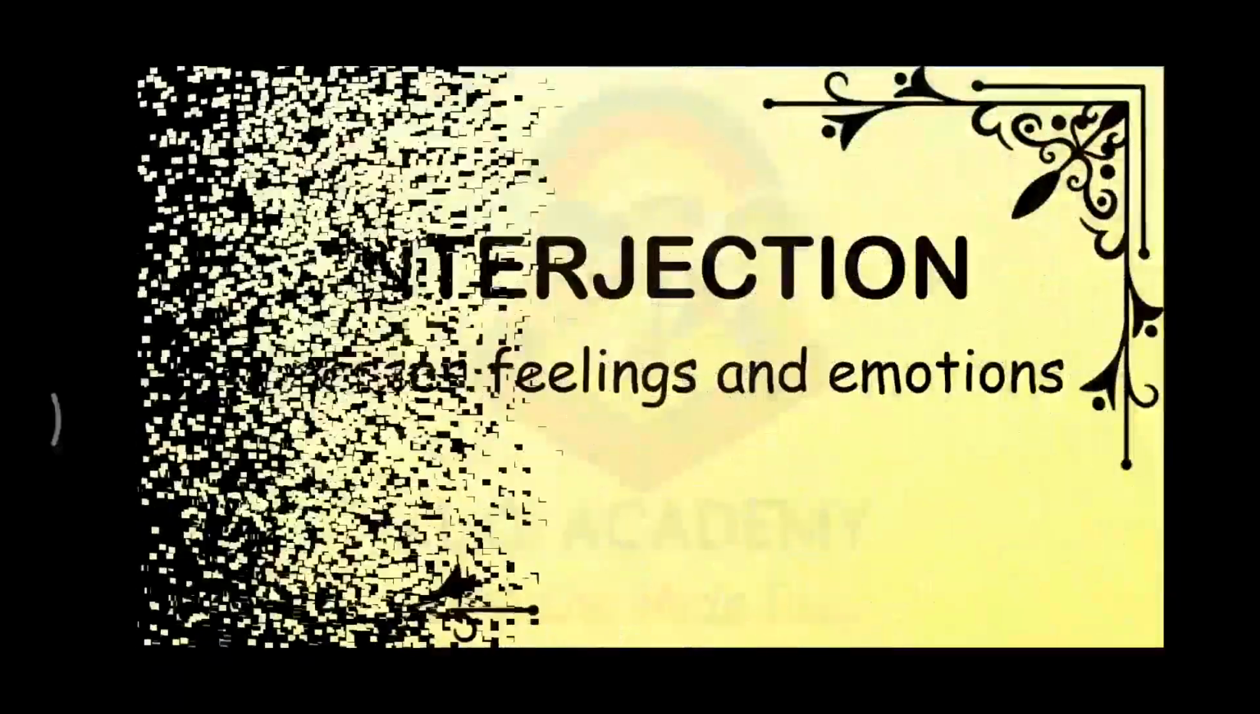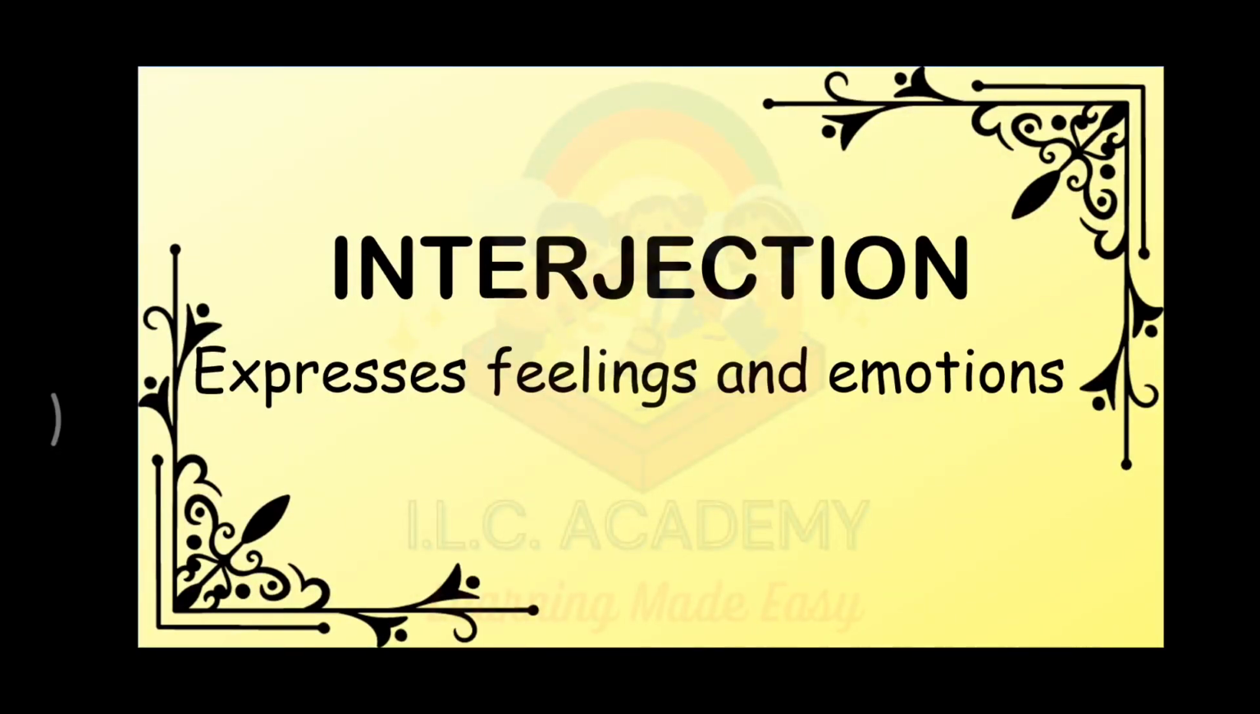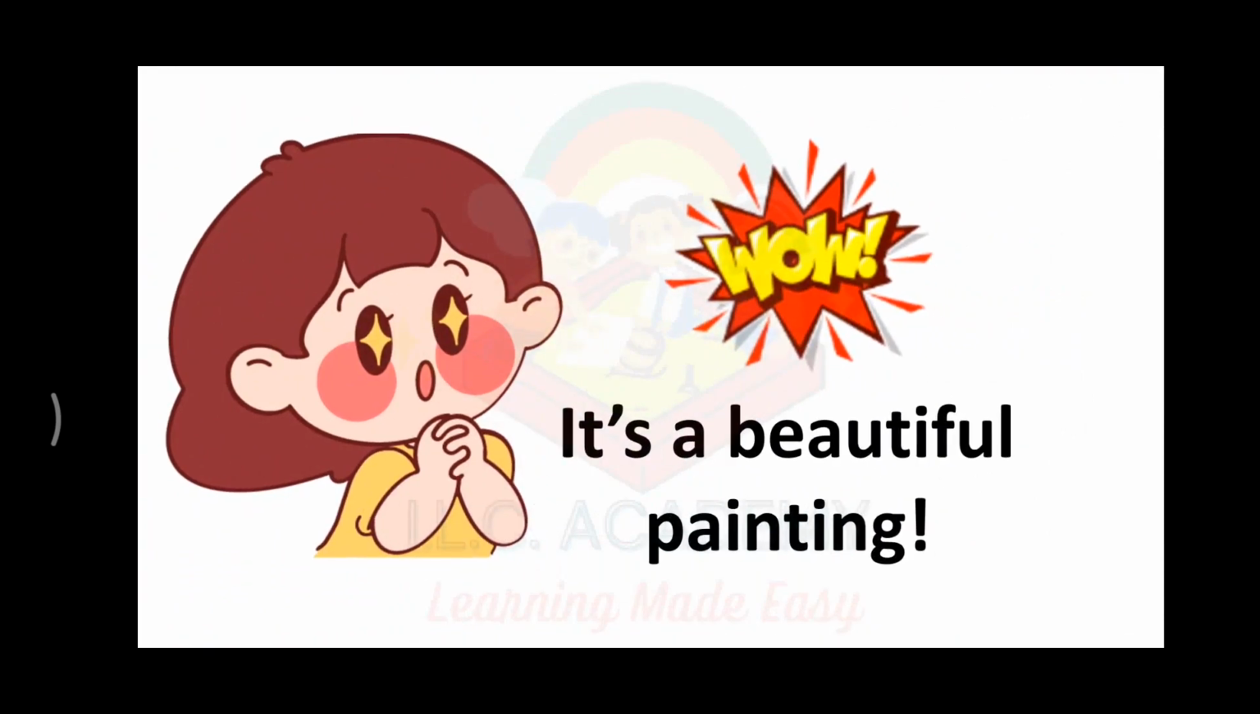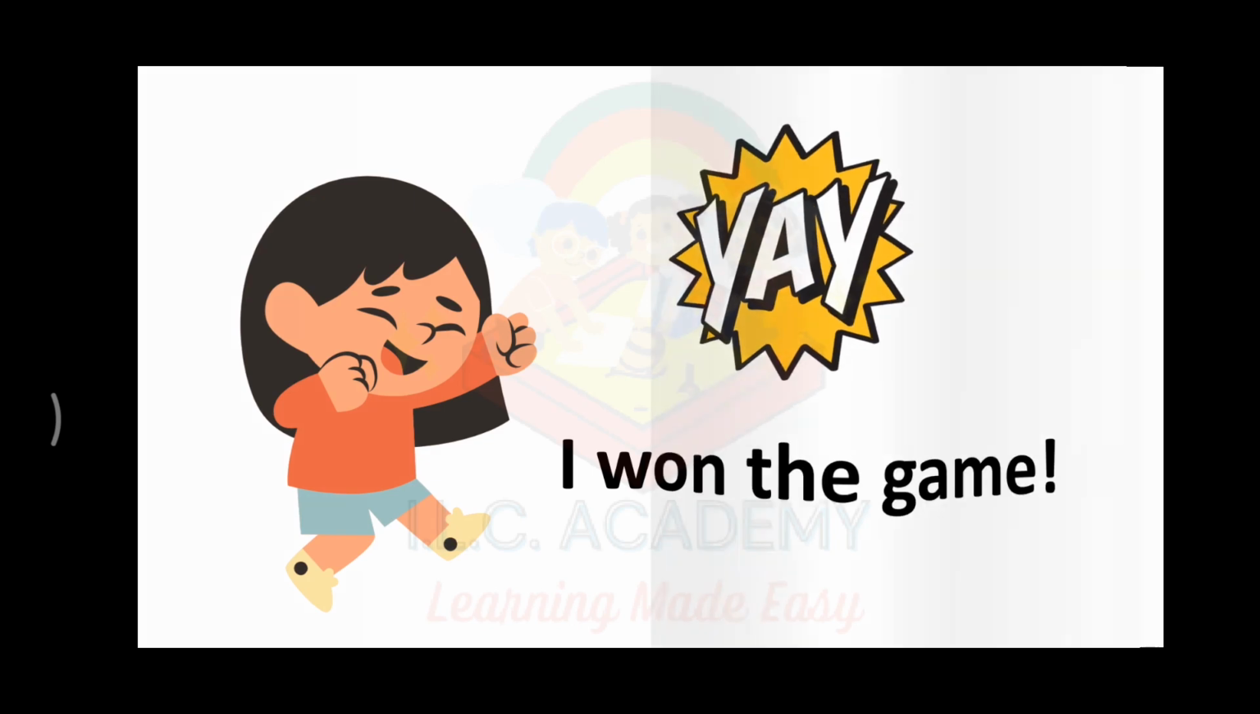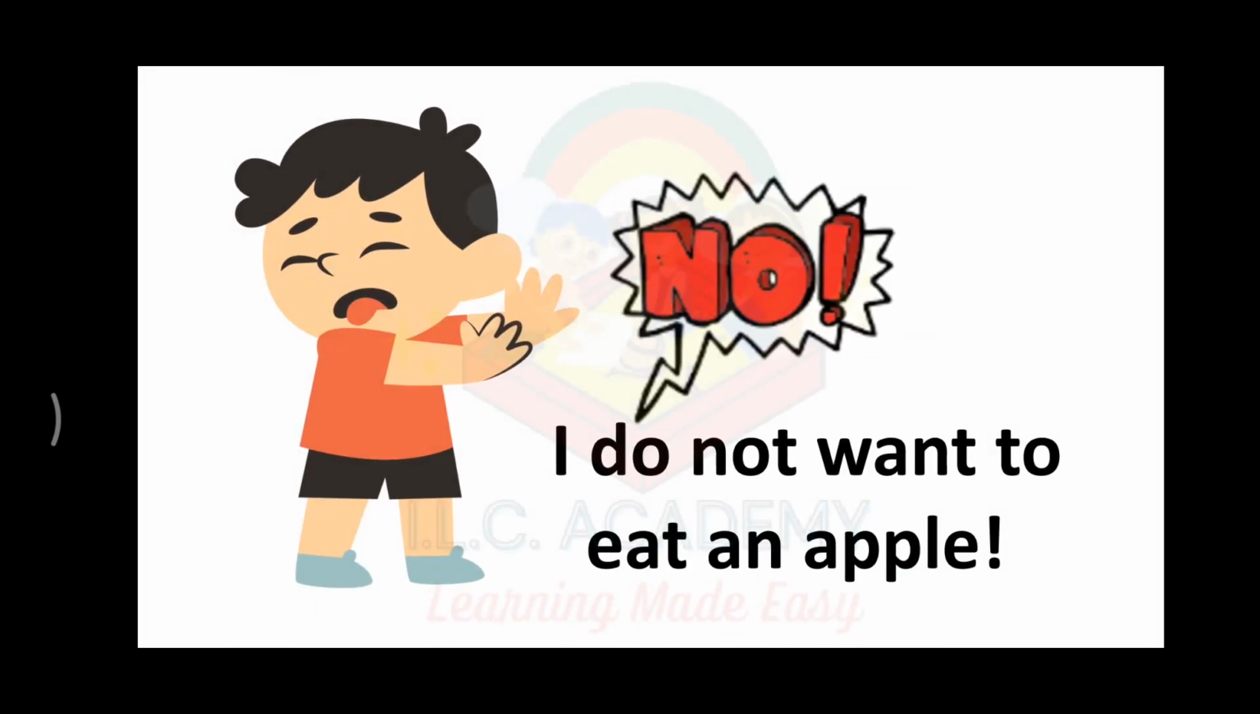Next, we have an interjection. An interjection describes the feelings and the emotions. For example, wow, it's a beautiful painting. Wow is an interjection. Yay, I won the game. Yay is an interjection. It's describing your emotions and feelings. No, I do not want to eat an apple. It's no here is showing your expression. That's why it's an interjection.